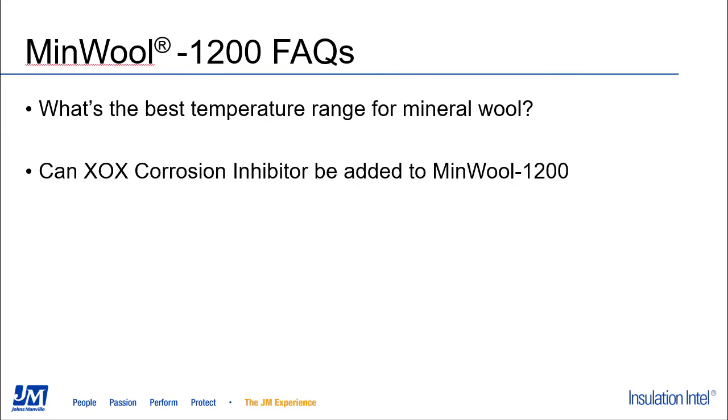What's the best temperature range for mineral wool? That is going to be highly dependent on your application and whether or not you have something where you're worried about mechanical damage or potential vibration. As I said, it is rated to 1200 degrees Fahrenheit maximum, but you may want to use it for lower temperature applications if you do need to be concerned about binder burnout.